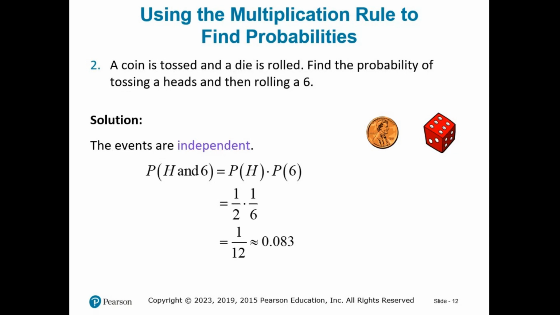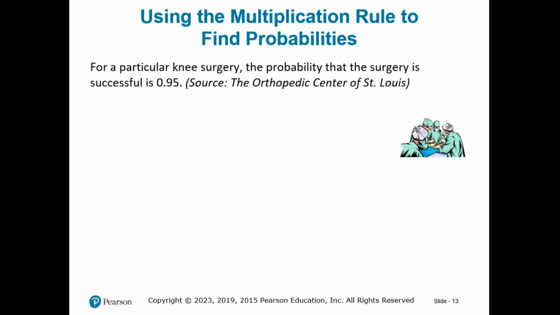Okay, we're going to do 3 more problems that will really hit home how to pay attention to the wording of the problem when you're solving them. The first one says, for a particular knee surgery, the probability that the surgery is successful is 0.95. Find the probability that 3 knee surgeries are successful. Okay, so a few things to notice here.